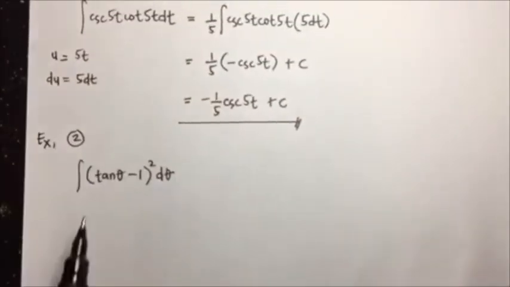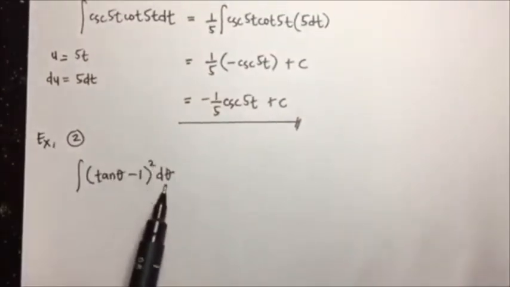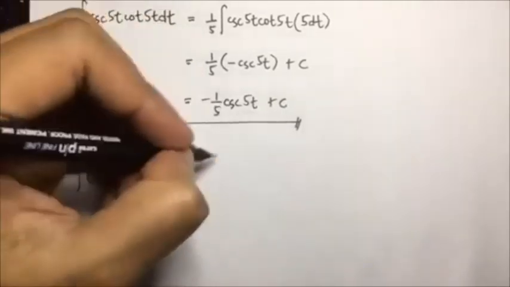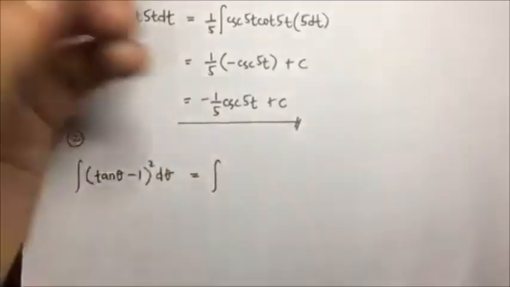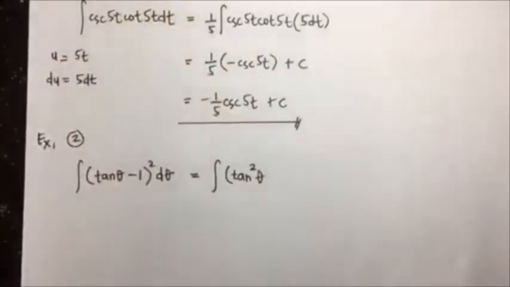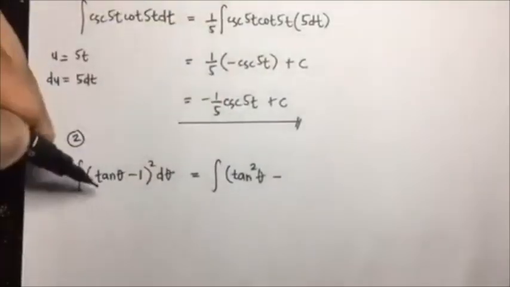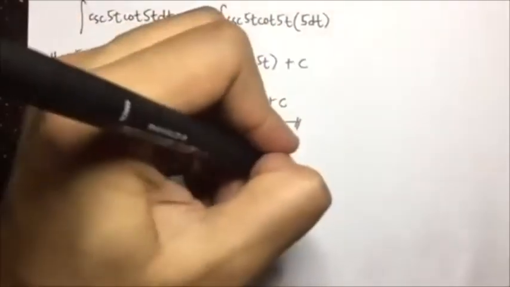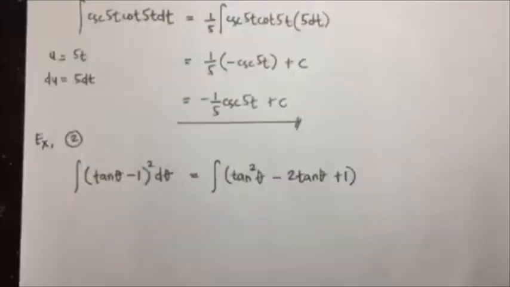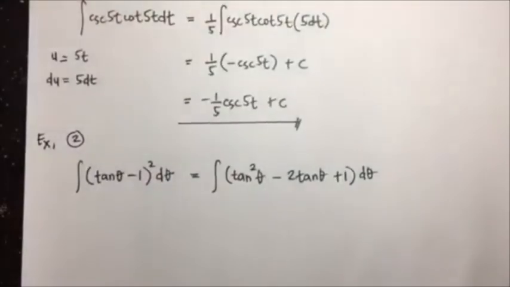Okay, so next we have the integral of (tangent theta minus 1) squared d theta. For this problem, we can first expand this binomial. So expanding that, it will become tangent squared theta minus 2 times tangent theta times 1, so that will become 2 tangent theta, plus 1, d theta.